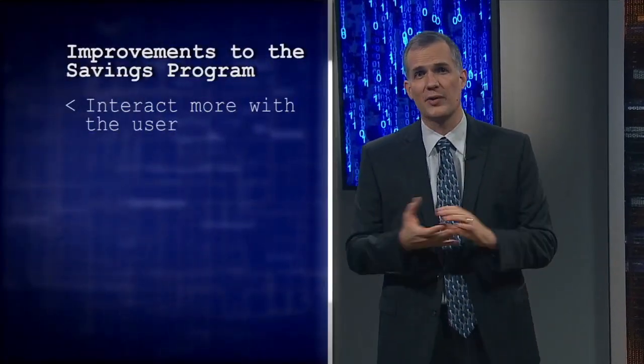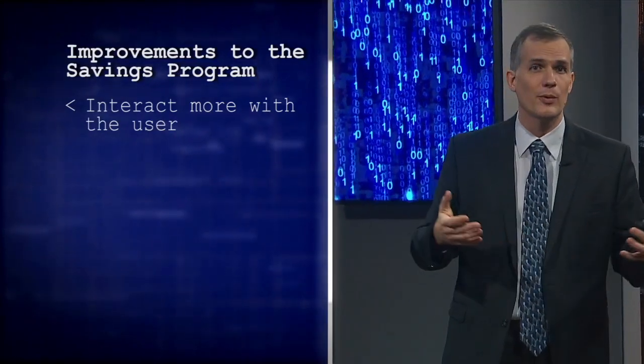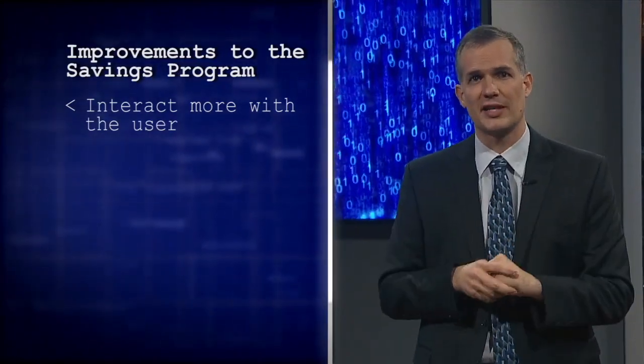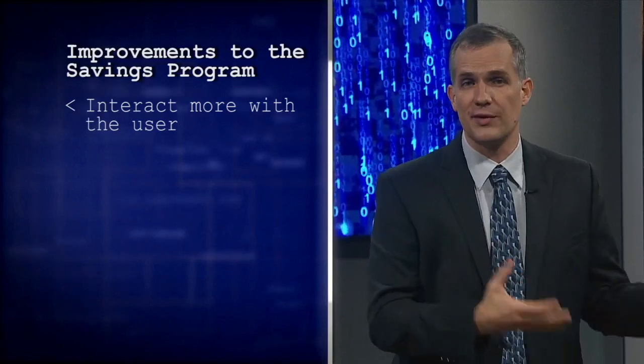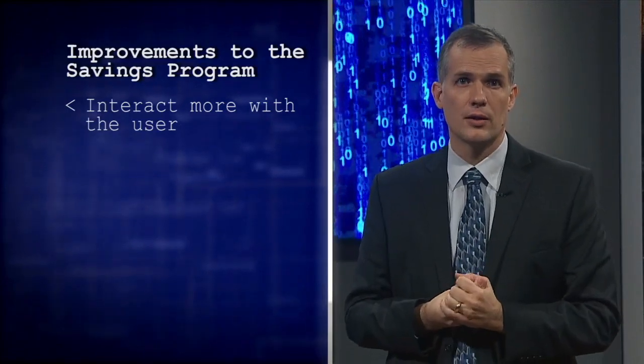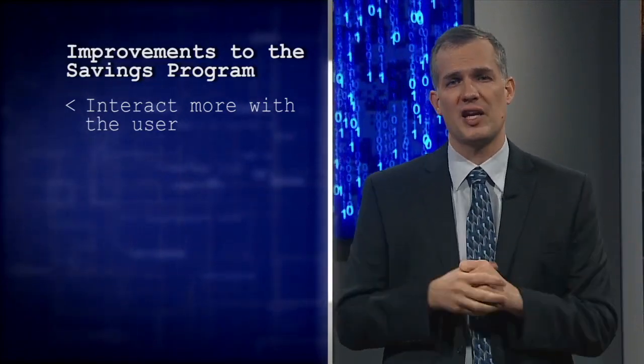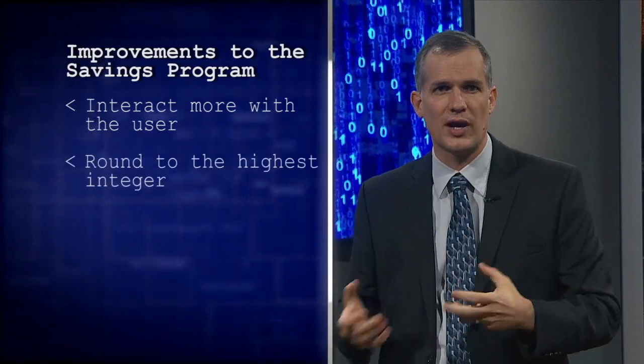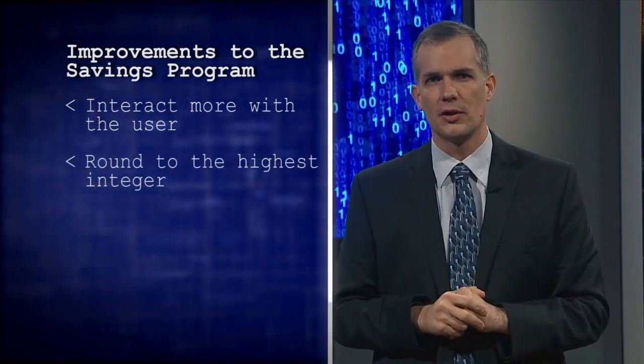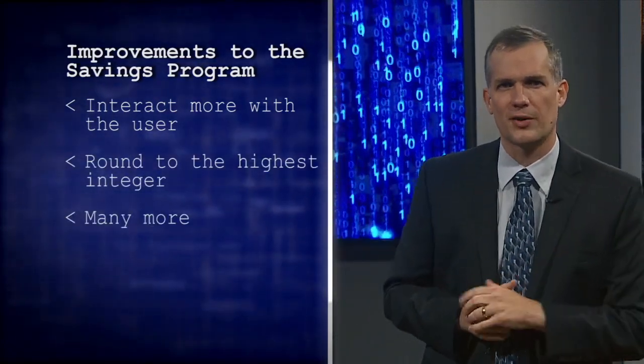Now, you might look at this program and see additional areas that could be improved. What improvements would you make first? Well, here are some I see. The program could interact more with the user. Maybe we want to ask for the user's name and use that in the output, or ask what they're saving for and use that. Maybe we want to compute the number of payments differently so that we round up to the next highest integer. We could make all sorts of further modifications to the program to improve it.